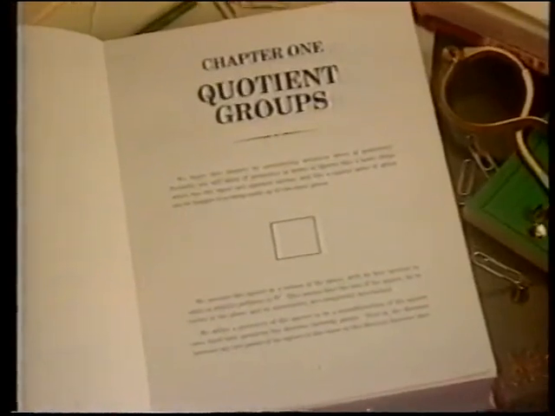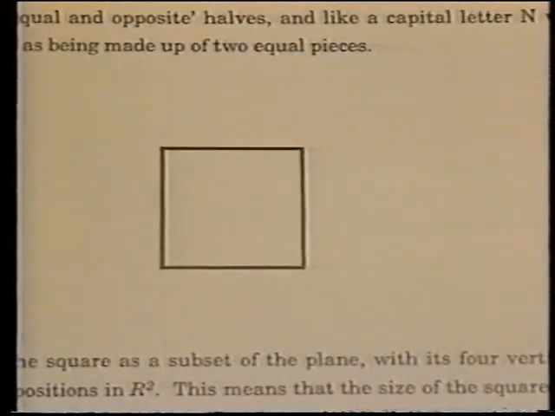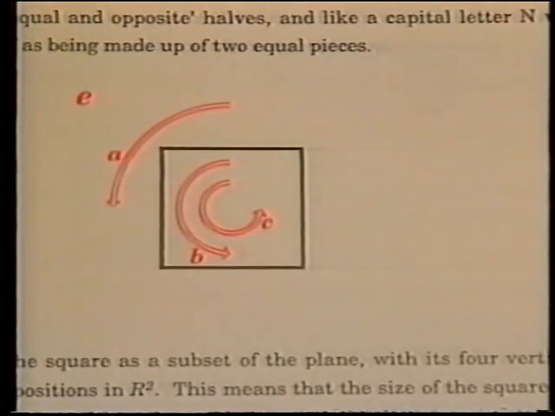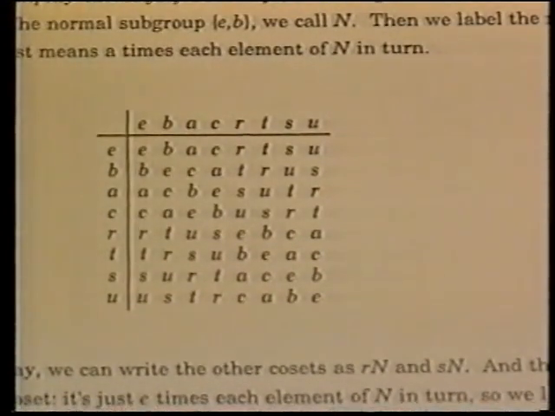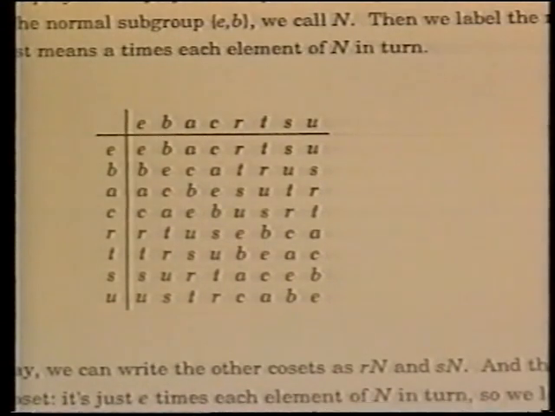But first, let's illustrate these ideas in the context of a group you're familiar with, the symmetry group of a square. Now, the square has 8 symmetries: the identity E, 3 rotations A, B, and C, and 4 reflections R, S, T, and U. Here's the Cayley table of this group of symmetries. In the pre-program work, you discovered something about the structure of this group.